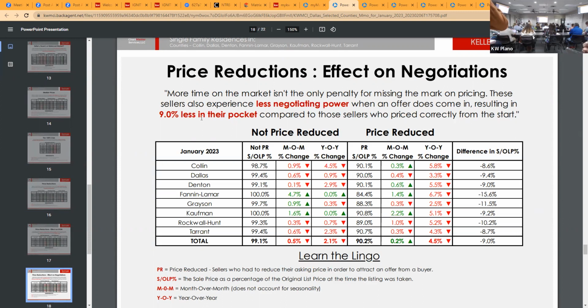He updates these stats every month. So 9% less in their pocket compared to those sellers who priced correctly from the start. So in Collin County, it's a 9% difference. And I think he did the average, so 9% of all counties. So if you didn't price right the first time, you did a price reduction, on average, you got 9% lower. So if somebody's haggling with you on your commission rate, you just show them. Would you rather price right the first time? You have 9% more in your pocket right off the bat.